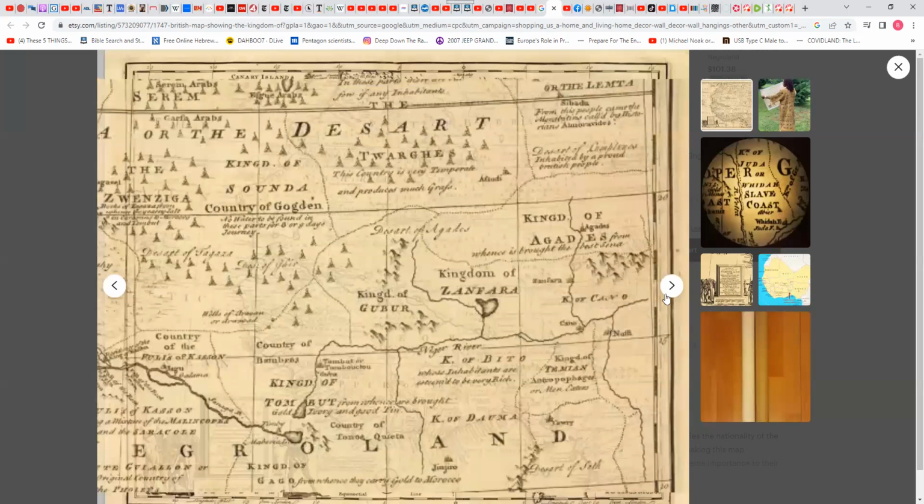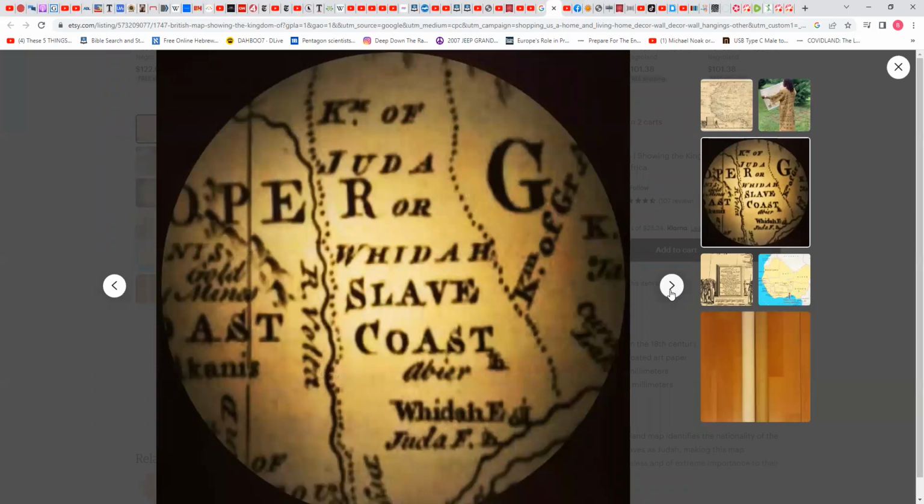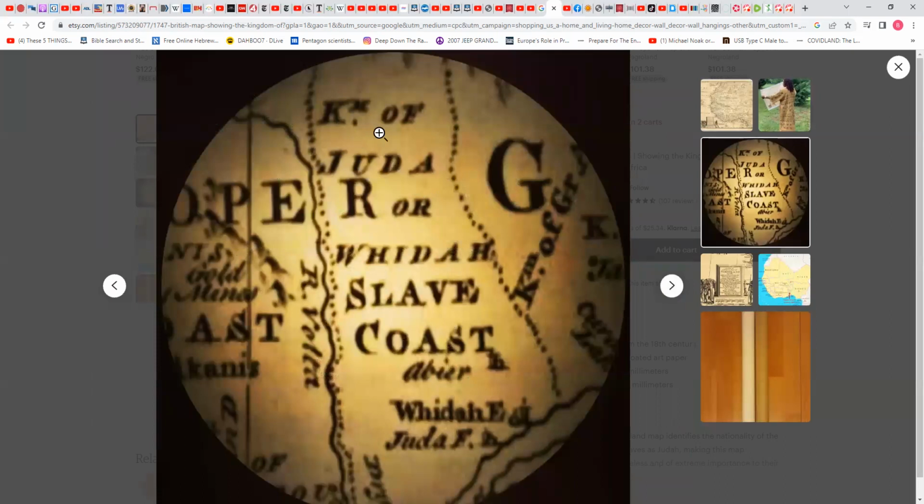Okay, let me do this. Okay, this is a beautiful map right here. This is the same map, but it's a close-up. As you can see, this stands for kingdom. Let me do something. Now, let me do this. Kingdom of Judah, or Wida, which is another way of saying Jews are trying to say Yahuda, slave coast. There it is again. Wida, Judah F. Then he had a fort called Fort Judah.